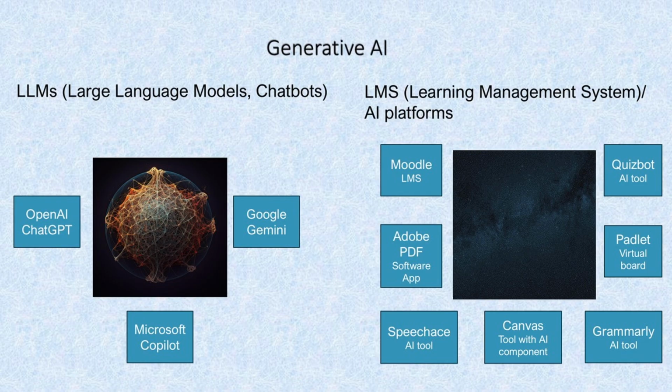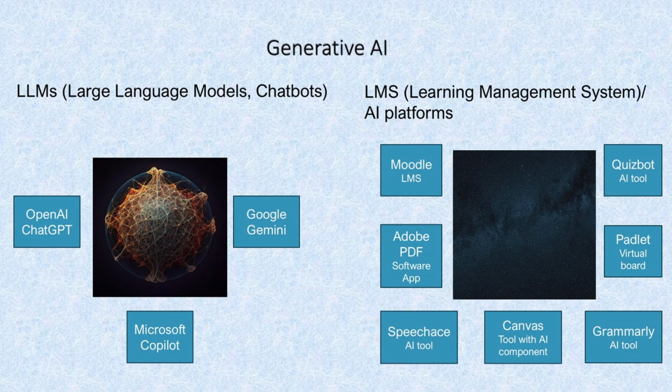How do large language models, or LLMs, differ from learning management systems, or LMS? Generative AI comes in two main types: large language models, LLMs, and learning management systems, LMS. LLMs are specifically designed to generate high-quality, human-like text, suitable for creating a wide range of content like essays, articles, poems, scripts, code, music, emails, and letters.